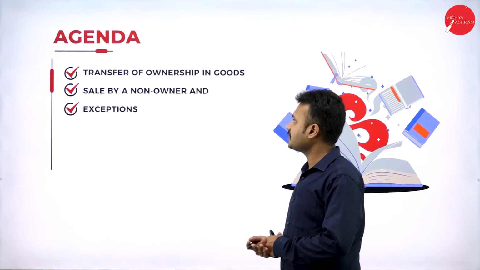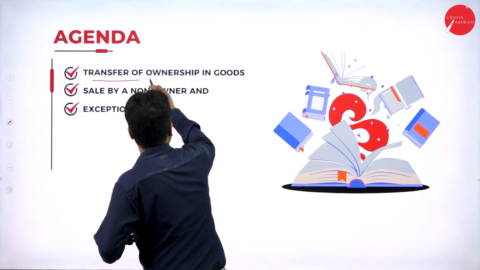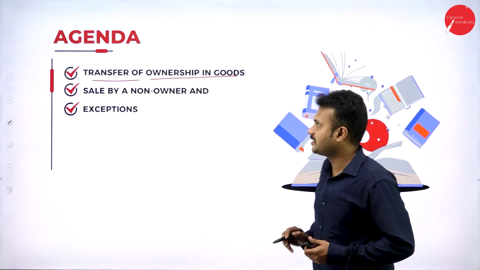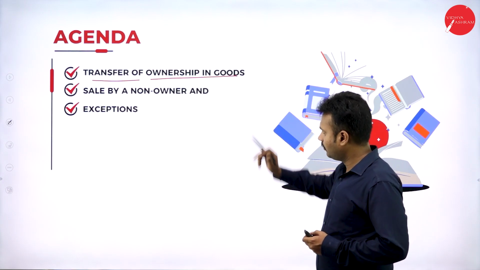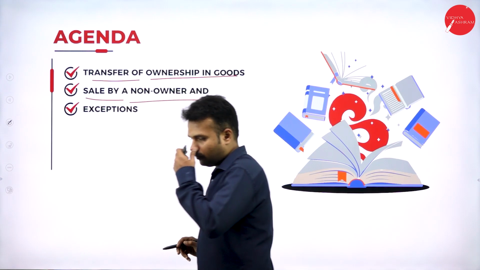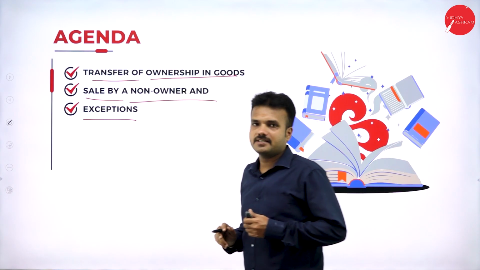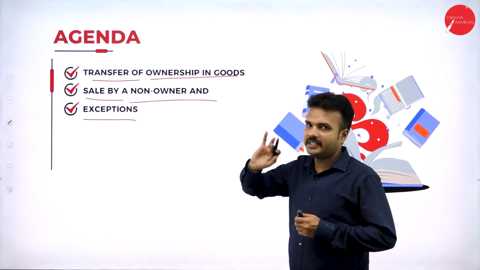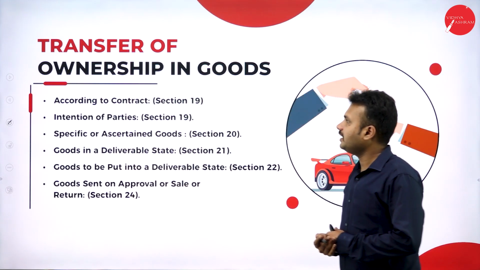This is the agenda of today's session. We are going with the topics of transfer of ownership in goods, and also sale by a non-owner and its exceptions. So these are the 3 topics that we need to cover in today's session. Transfer of ownership in goods.